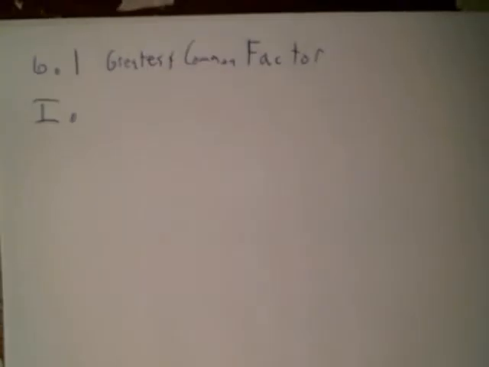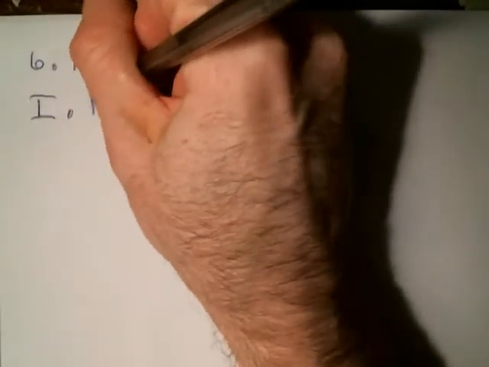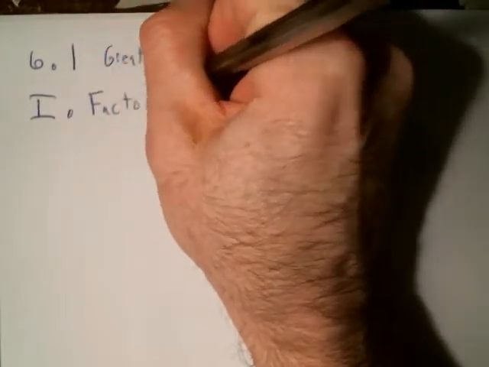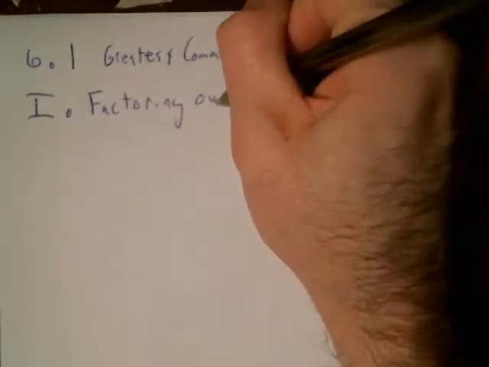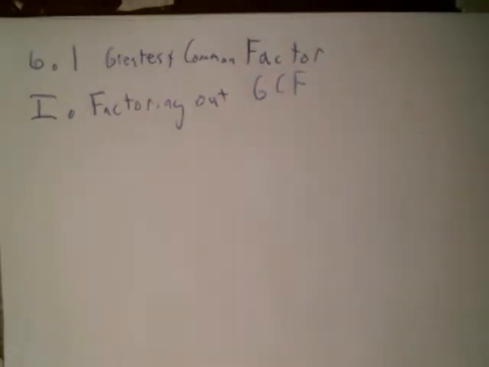we'll work with just factoring out the greatest common factor. So factoring out the GCF. And all it truly is, is the reverse of distribution. So instead of multiplying in something, you're kind of dividing something out.